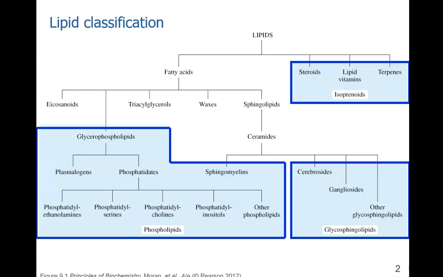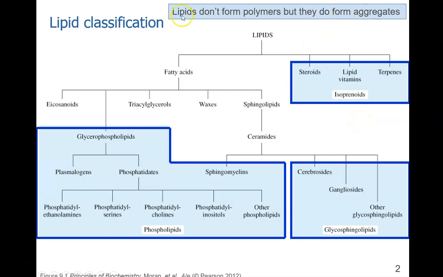So let's start with how we classify lipids, which is not easy to do, as you can see from this diagram right here. We can classify lipids as having fatty acids as part of their structures or not. Let's note that lipids don't form polymers the way we saw with amino acids forming proteins or nucleotides forming nucleic acids, but they do form aggregates.